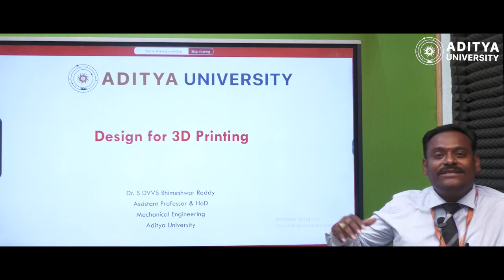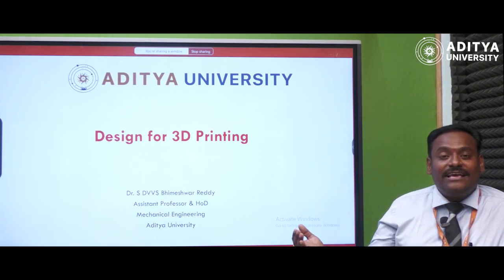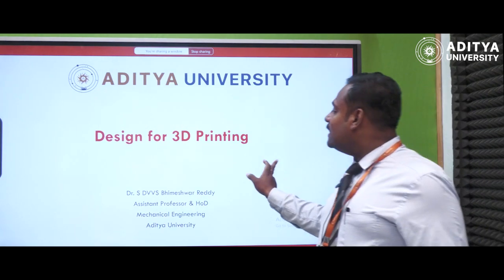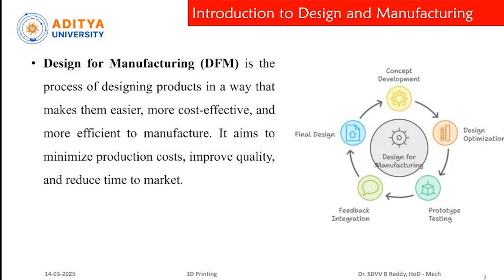Now today's concept, design for 3D printing, is very useful to human beings. Now we can start our session with the first slide, design for manufacturing. Why do we have to go for design for manufacturing? It is a process of designing products in a way that makes them easier and more cost effective to manufacture, and it aims to minimize the production cost, improve the quality, and reduce time to market.